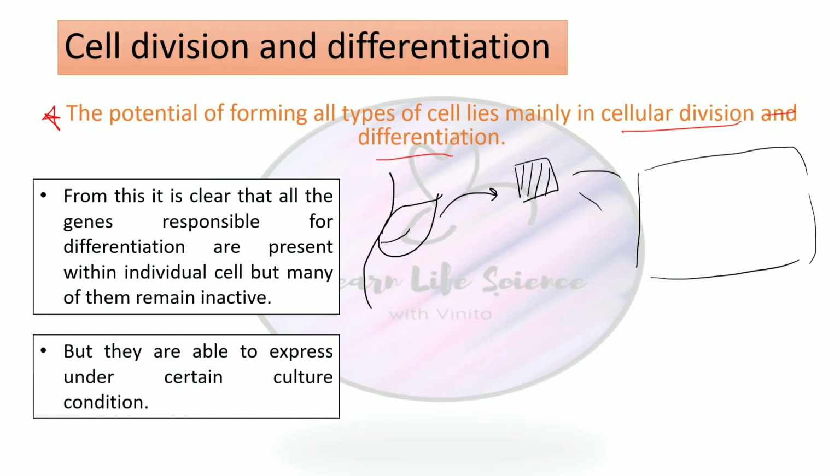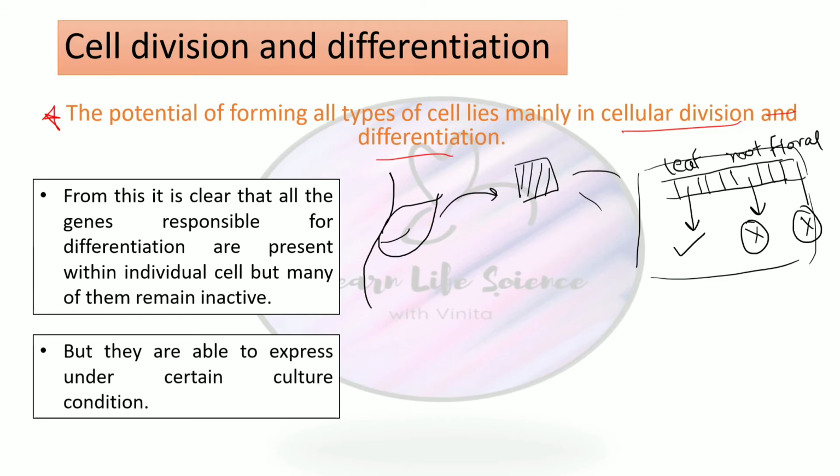Now the cell will contain genes for the leaf part, genes for the root part, genes for the floral part. But in case of this leaf, only those genes which are responsible for leaf formation are expressed. The other genes are also present, like the genes for root, stem, floral, fruit, but these genes are in their inactive form, and therefore the part you are seeing is differentiated and it has gained its function to form the leaf.